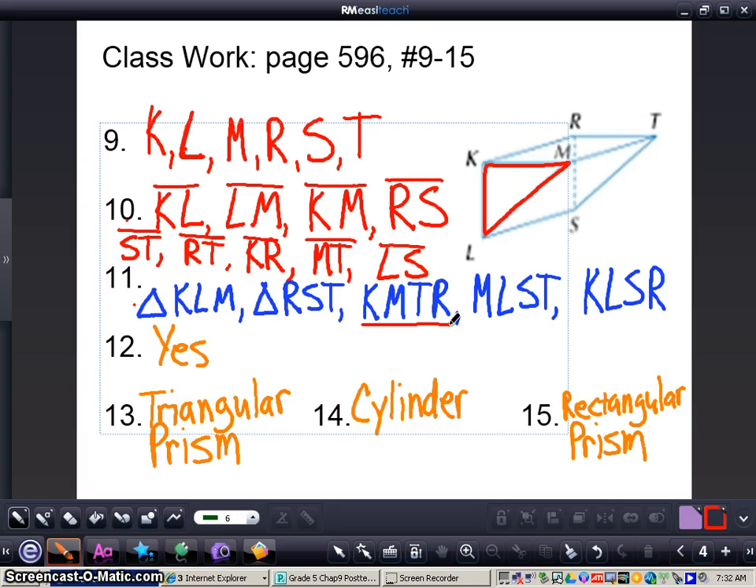Finally, 13, 14, 15, labeling these different solid figures. What do they resemble? 13 is a triangular prism, 14 a cylinder, and 15 a rectangular prism. So that is lesson 10-1 on solid figures, and you can start working on R10-1.